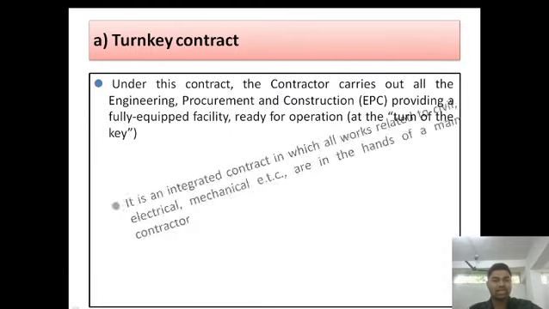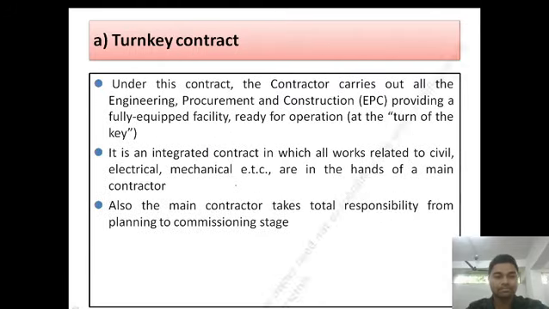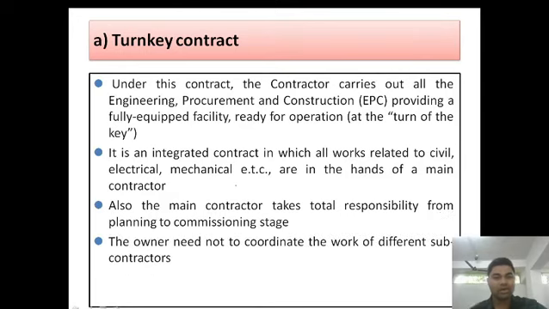Turnkey contract is about, under this contract what happens is, the contractor carries out all the engineering, procurement, and construction, providing the fully equipped facility ready for operation at the turn of the key. At the turn of the key, what does it mean?